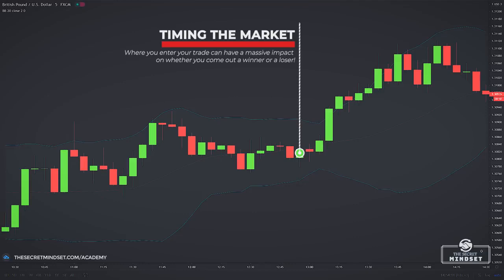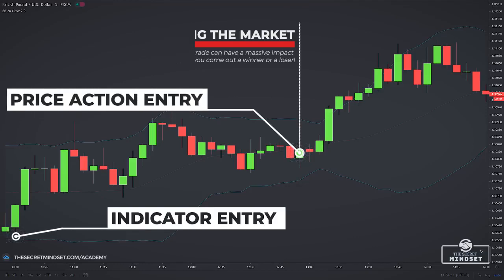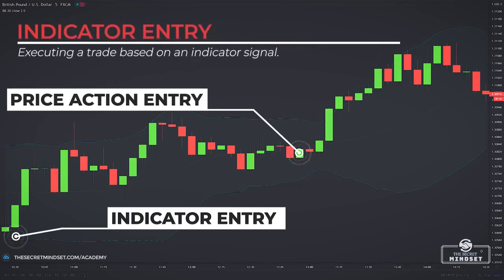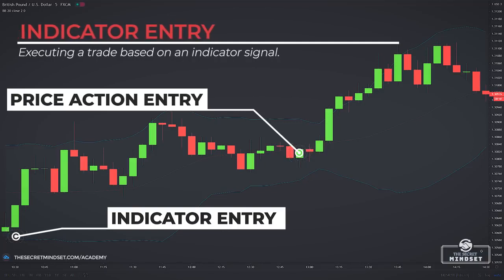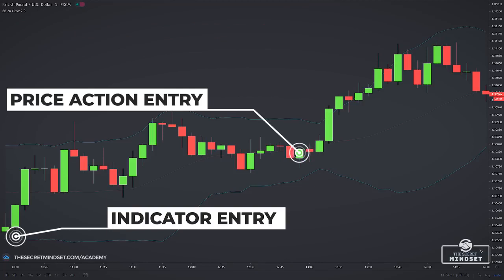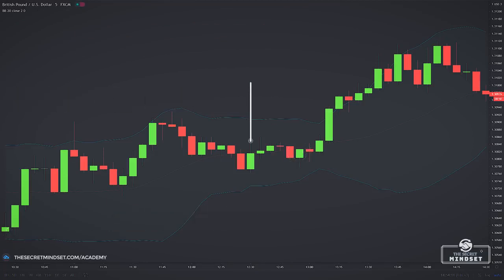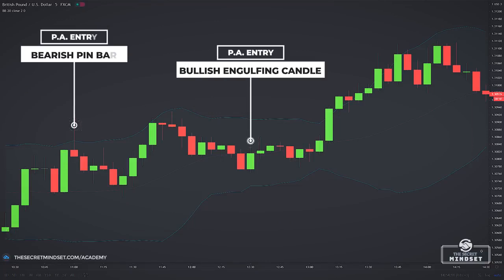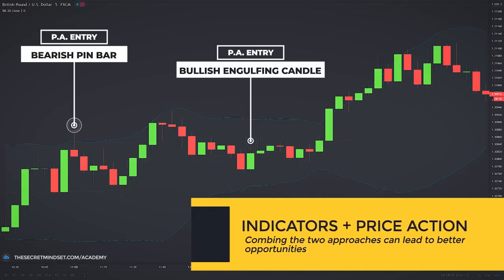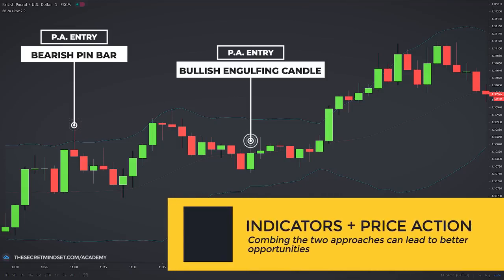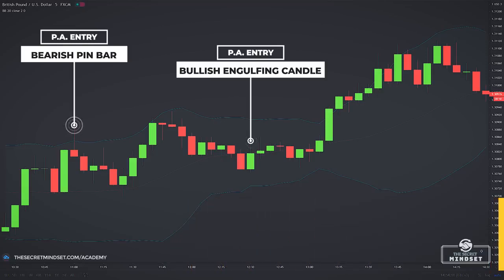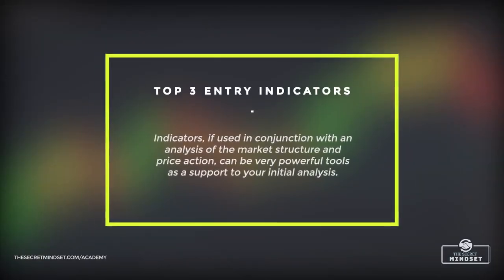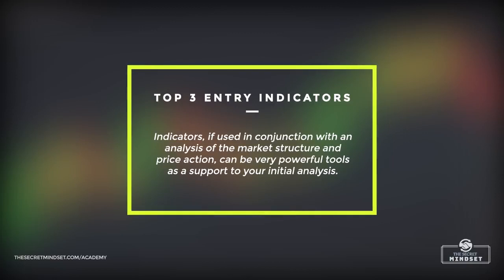Two of the most important forms of technical trading are using indicators and price action trading. When using indicators, traders are generally looking to execute a trade based on an indicator signal. Similarly, when trading naked price action, traders are looking for certain signals to execute a trade. For example, if the price forms a bullish engulfing candle, they will execute a buy trade, or if a trader identifies a bearish pin bar, they will execute a sell trade. While both strategies are effective, combining the two approaches can lead to better opportunities and stronger results. Indicators, if used in conjunction with analysis of market structure and price action, can be very powerful tools as a support to your initial analysis.